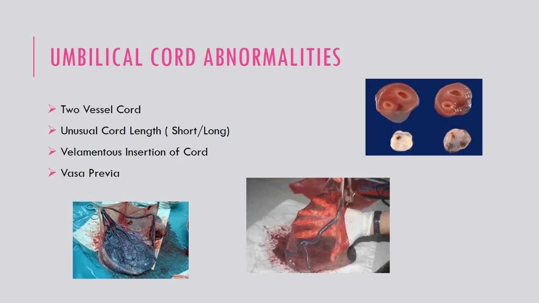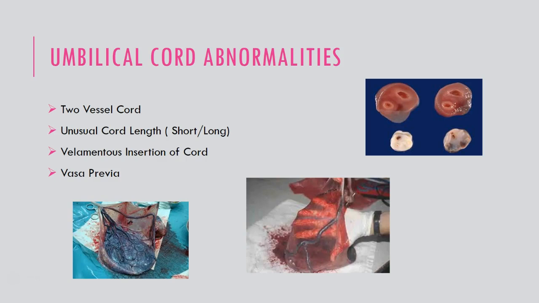We should note any type of unusual cord length, so any cord that is short or long puts the baby at risk for cord compression if it's too short. If it's too long, possibly it could cause an umbilical cord prolapse. If the cords are very long, sometimes they can get knotted up in utero as well.